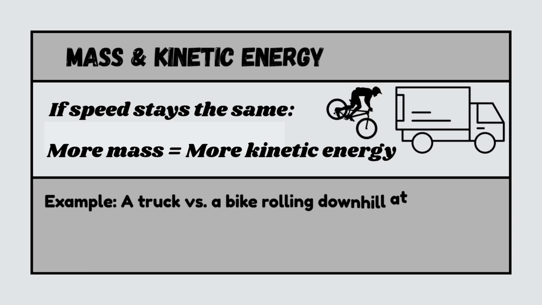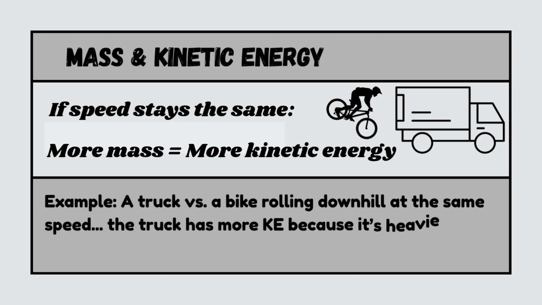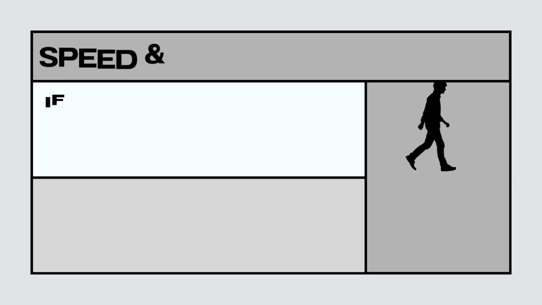If speed stays the same, more mass means more kinetic energy. For example, here's a truck versus a bike rolling downhill at the same speed. The truck has more kinetic energy because it's heavier.